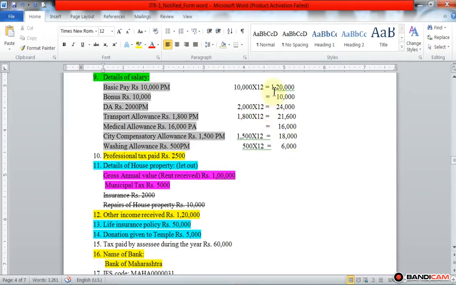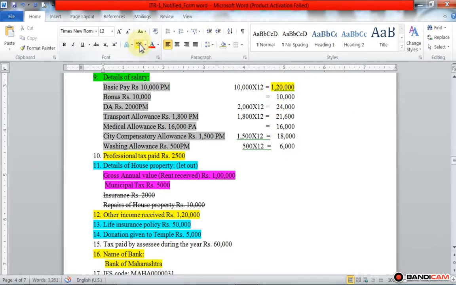Here we take into consideration all the salary, or salary includes all these: basic pay plus bonus plus DA plus all taxable allowances is considered as salary. So make the total of these figures.